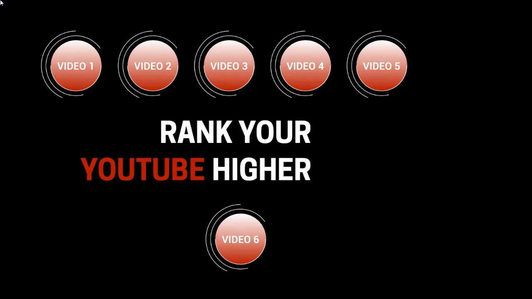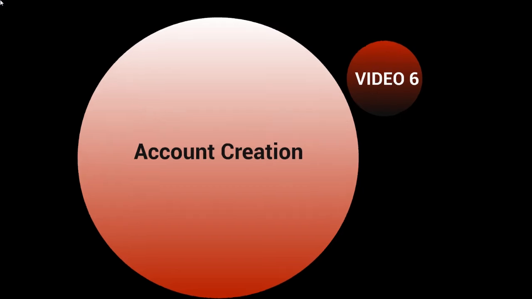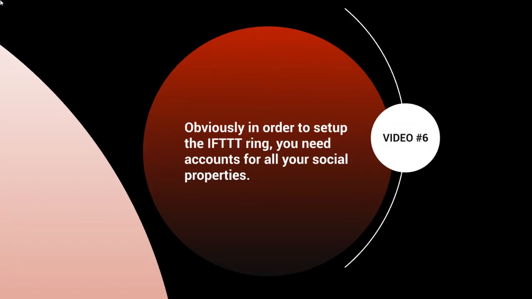Hello and welcome to video number 6, and we're going to talk about account creation. Obviously, in order to set up the IFTTT ring, you need to have accounts for all of your branded social properties. In other words, you need to have the username and password for Facebook, for Twitter, for all the other social media properties. Now, obviously, if you already have some, then great. You don't have to create those. But for the ones that you do not have, you want to be able to create those.